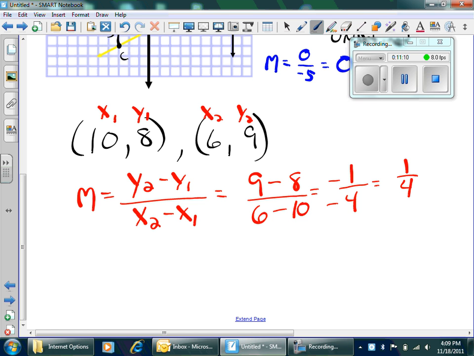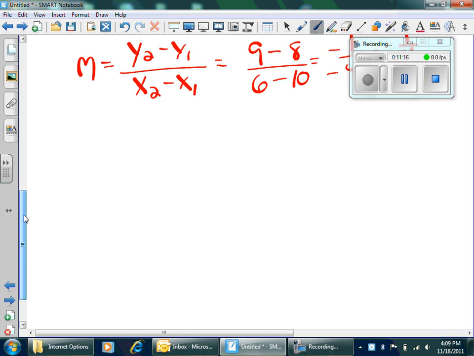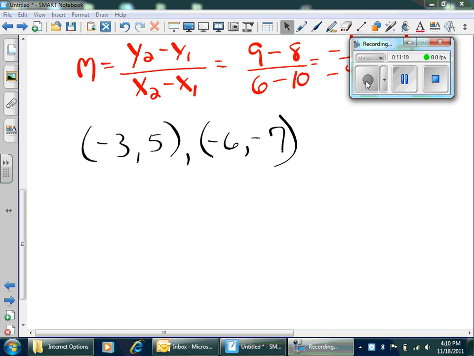My slope is 1/4. Now, some of you make some mistakes when we have some extra negatives involved, so let's look at 1 or 2 of those. Okay, let's say I have the points -3, 5 and -6, -7. I'll tell you what, instead of me telling you how to do it, why don't you go ahead and pause the video. You'll see my work show up when you unpause it, and then you'll know if you did it right. Now, please pay attention to my work if you don't get the same answer that I do.